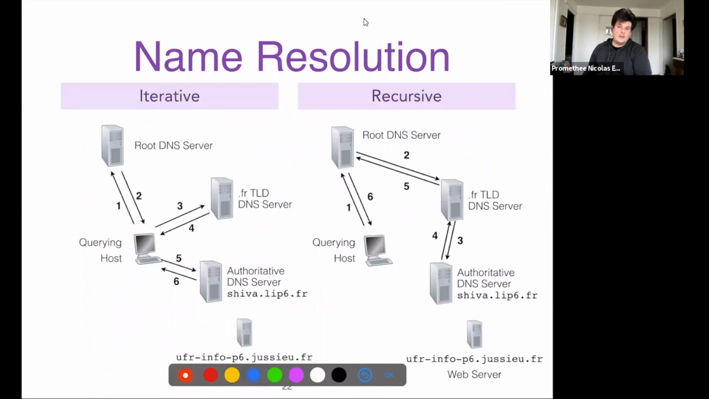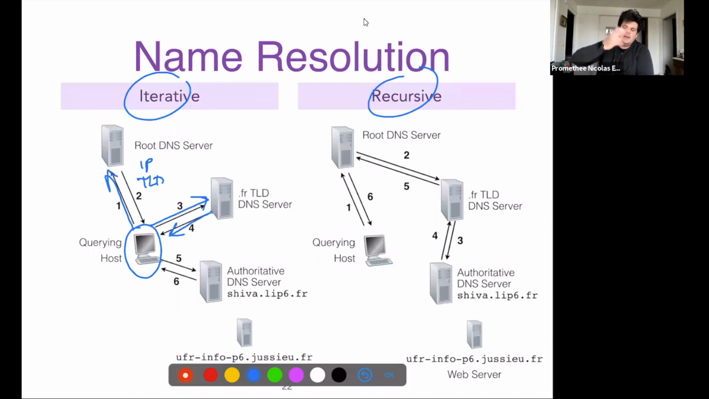We have two ways of doing this: the iterative way and the recursive way. Let's say I have a host here. I didn't put the local DNS yet, but it works if you add the local DNS. When it's iterative, it means that you go and ask the root. The root will give you the IP address of the TLD that you are looking for. Then, based on the IP of the TLD, you ask the TLD for the next level, and so on. You see there's a kind of star here, and you need to go back to the client each time.